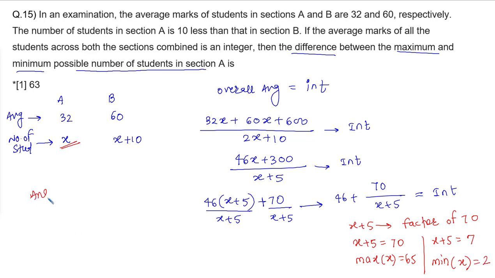So we need to find the difference between the maximum value of x and the minimum value of x. The answer is 63.